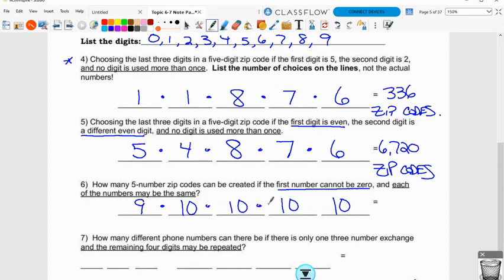To get the total number of zip codes that I could create, I'm going to do 9 times 10 times 10 times 10 times 10. And when you do that, that's going to give you 90,000 zip codes that are possible. So when you start to be able to reuse numbers, the number of zip codes increases dramatically.